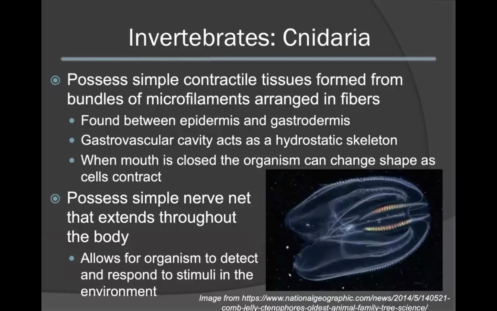Many cnidarians possess simple contractile tissues that are formed from bundles of microfilaments that are arranged parallel in fibers. These fibers can be found between the epidermis and the gastrodermis. In this instance, the gastrovascular cavity can also act as a hydrostatic skeleton, offering support and providing movement for the animal. When the mouth is closed, the organism can change shape as these cells contract. In addition, cnidarians possess a simple nerve net that extends throughout the body. This is important for allowing the organisms to detect and respond to stimuli in their environment.